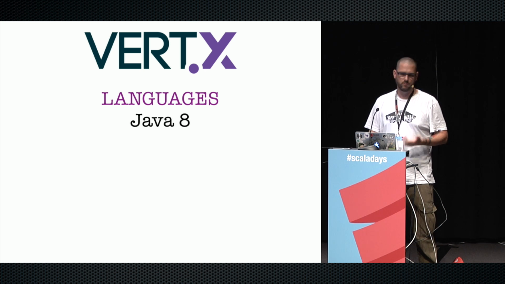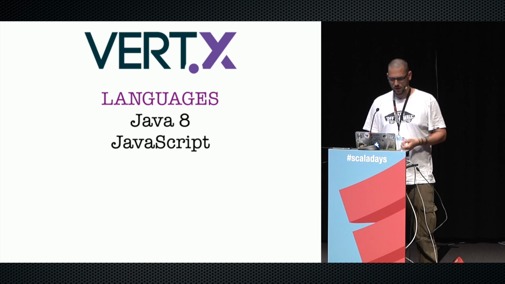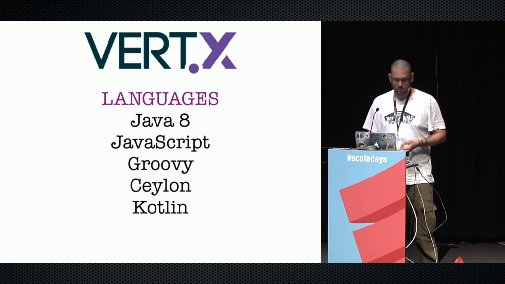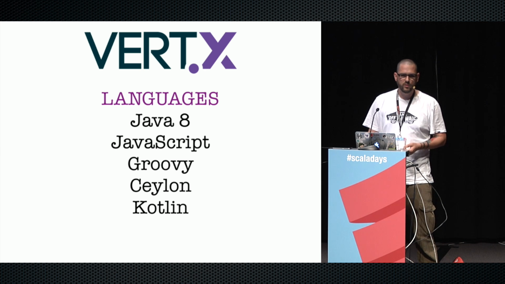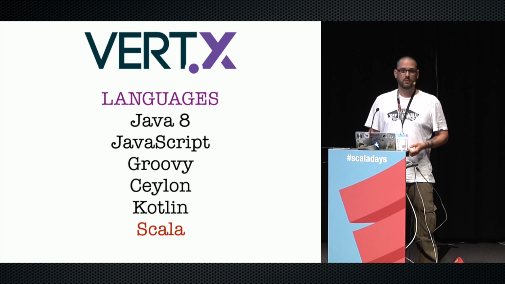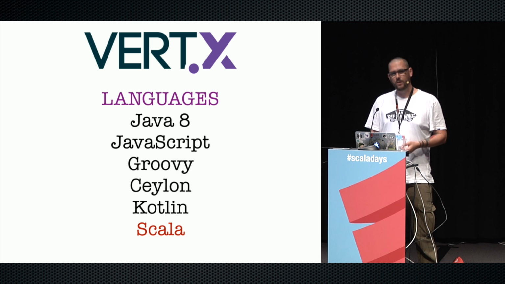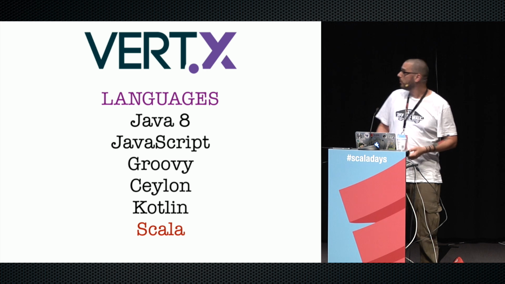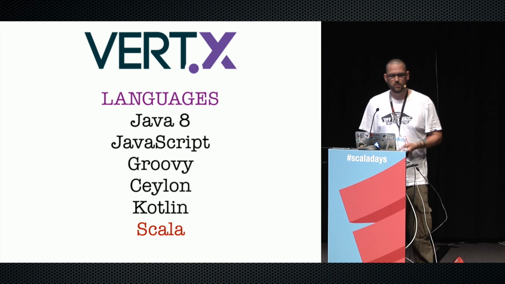Currently supported are obviously Java 8 as the core, JavaScript, we got Groovy, we got Ceylon, we got Kotlin. Kotlin is like the most recent addition, which just came out with 3.4.1, I think, and Scala, which I thought would be like a 4-week test to implement, and I ended up spending 5 or 6 months until it was completed. So those are the languages you can currently use Vert.x with.